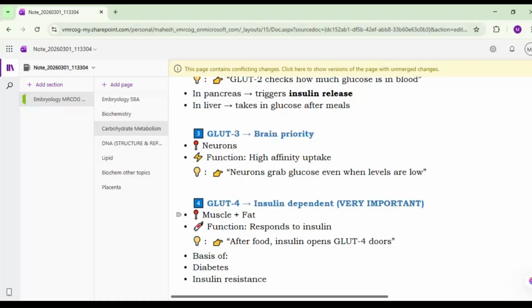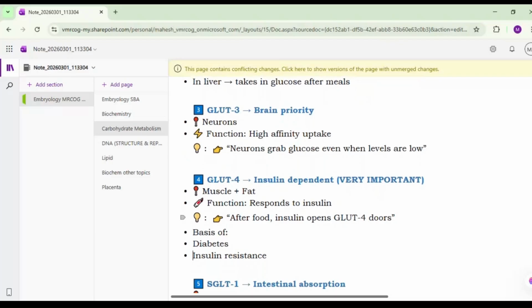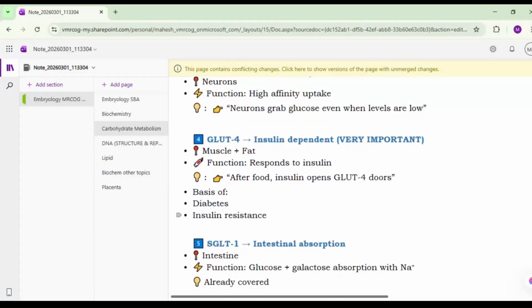For GLUT4, it is insulin dependent, very important. It is present in the muscles and fat, and its function is to respond to the insulin because it is insulin dependent. So after the food, insulin opens the GLUT4 doors. That is the basis for diabetes and insulin resistance.